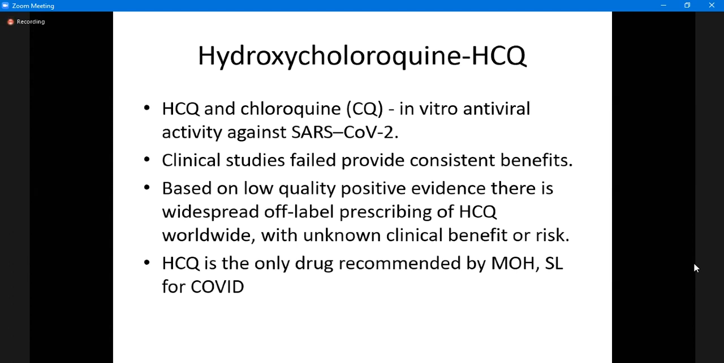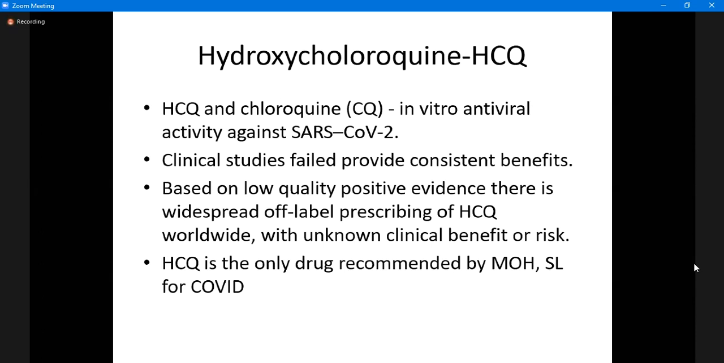Few studies, which are primarily done in China, showed benefit, but the studies done outside, in Europe as well as America, showed no benefit at all. And there's a study which was published two days back in BMJ, which was done in China, again showing no benefit. So at the moment, what I can say is HCQ as well as CQ had no significant benefit against COVID-19, even though we are using it at the moment for symptomatic patients.